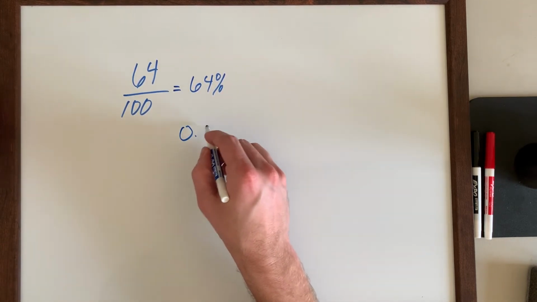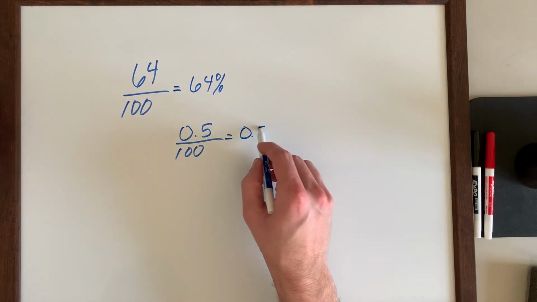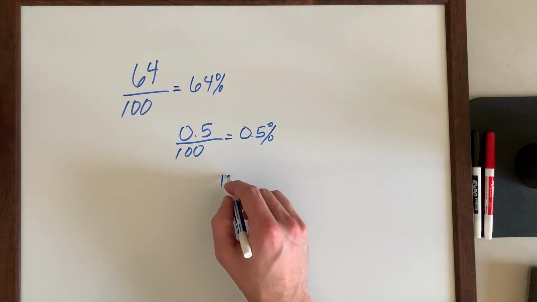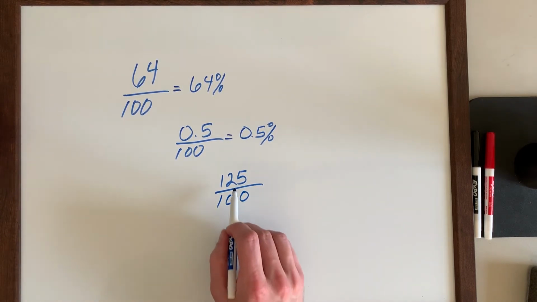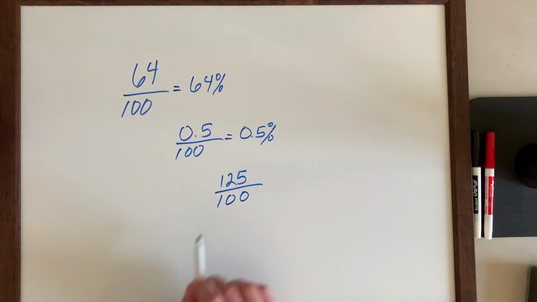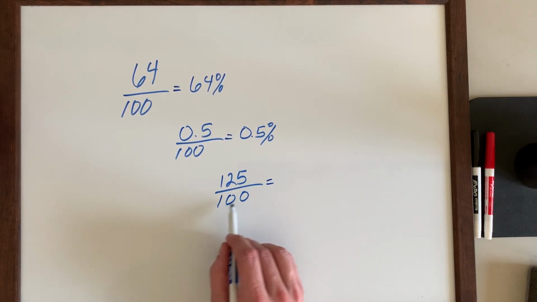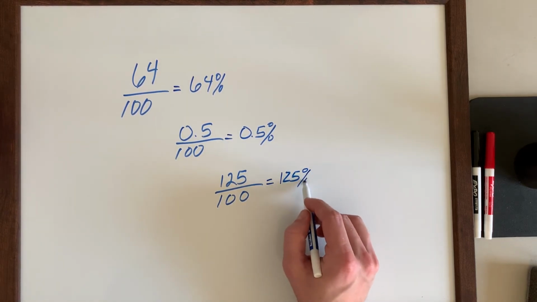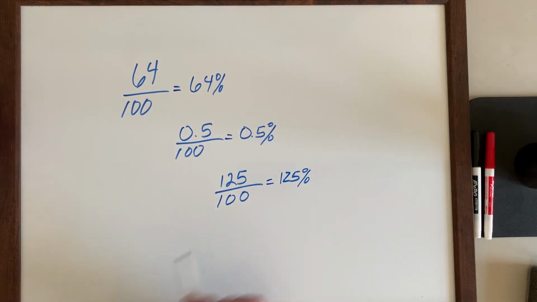What if I do 0.5 out of 100? Well, that's going to be 0.5%. Last example, can I do 125 out of 100? Well, sure I can. That's an improper fraction, and we could convert it to a mixed number, so it's a real number. It exists, and because it has a denominator of 100, we're just going to say that the numerator is our percentage, 125%, and that just means more than one whole thing, more than one whole unit.